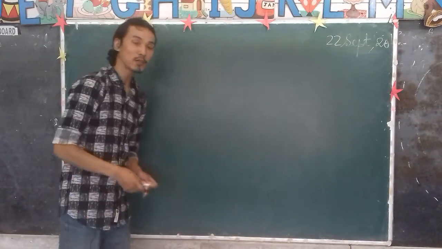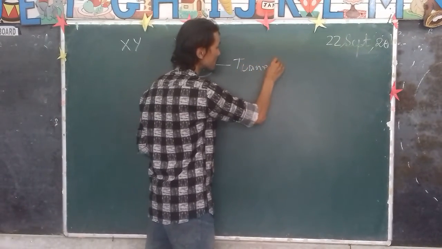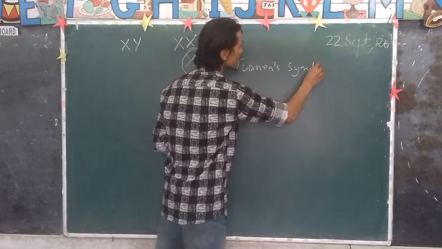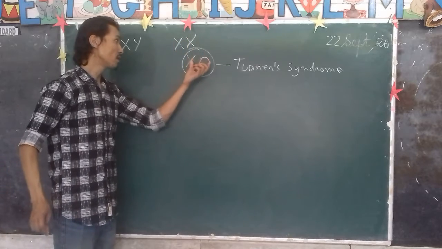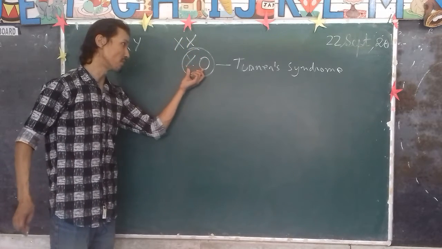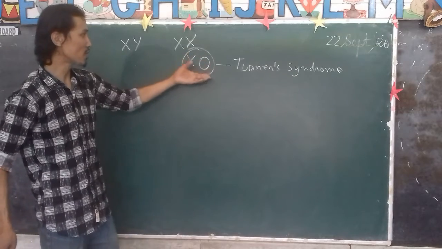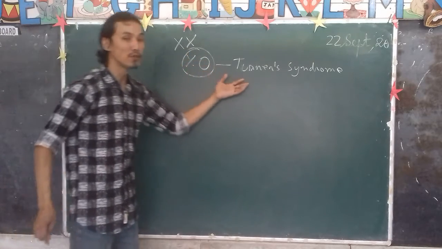So I already told you that the males have XY and the females have XX chromosomes. Now just imagine if a female has only one active X chromosome, then this particular condition is called Turner's syndrome. Instead of having 2 functional X chromosomes, the individual has only 1 functional X chromosome. Such a condition in the female is called Turner's syndrome.